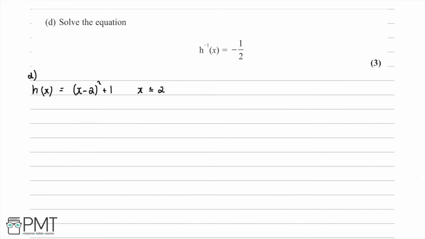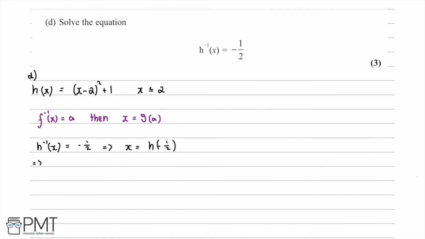So we know that if we have the inverse of functions, let's just say, for example, we have a function f, and its inverse, the inverse of f of x, is equal to a, then we know that x, since it's the inverse, is going to be equal to f of a. So therefore, in our case, we have that the inverse of h of x is equal to negative a half. So using this rule that we've just written down here in purple, we'll have that x is going to be equal to h of negative a half.